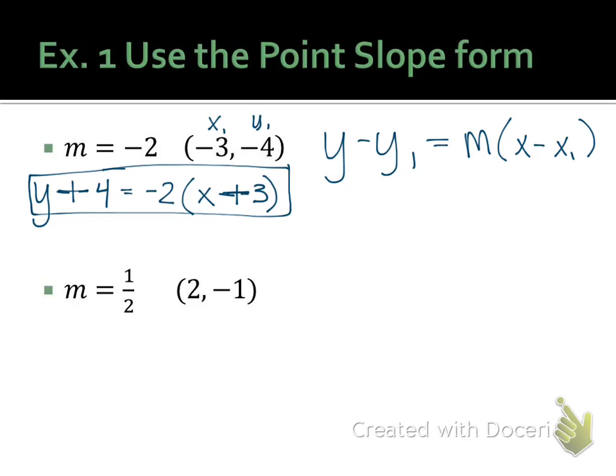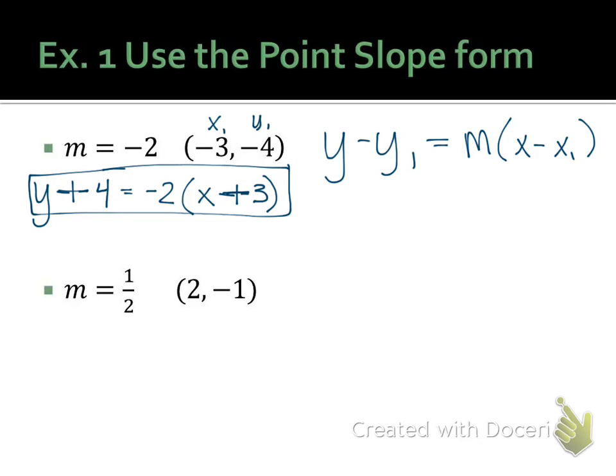Now, here are the 2 most common mistakes on these problems right here. Mistake number 1, they plug the x and y in for the wrong x and y. Mistake number 2, which is the most often mistake people make, they forget about their signs and they write y minus 4 equals negative 2 times x minus 3. No, you've got to pay attention to signs. If there's two negative signs, you have to make it a plus. Okay? All right, let's do the next one.